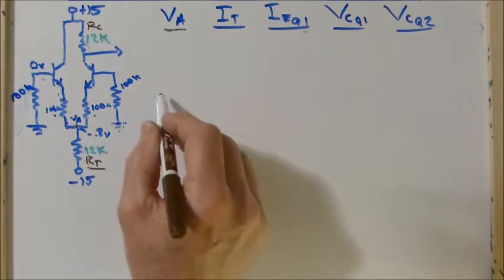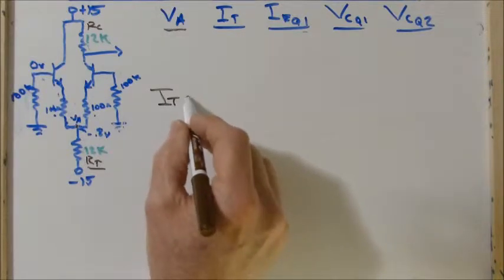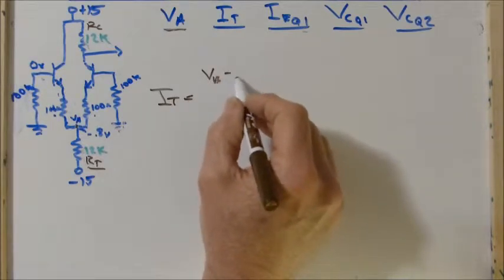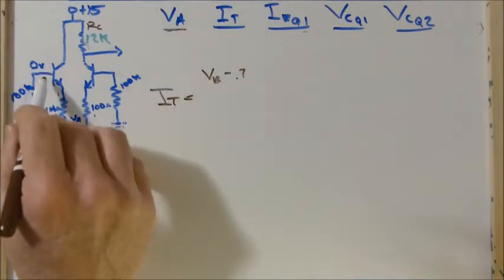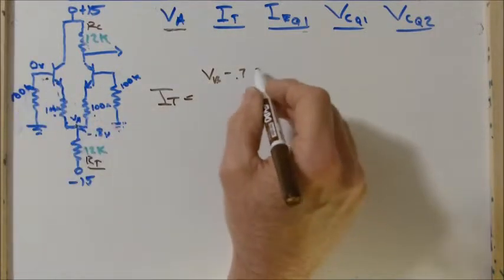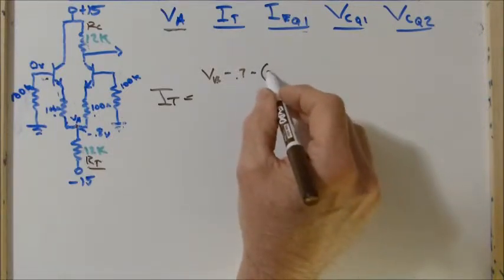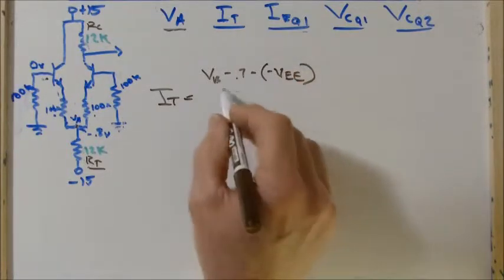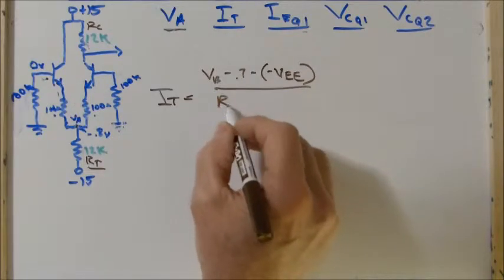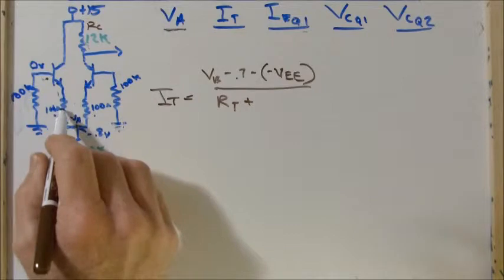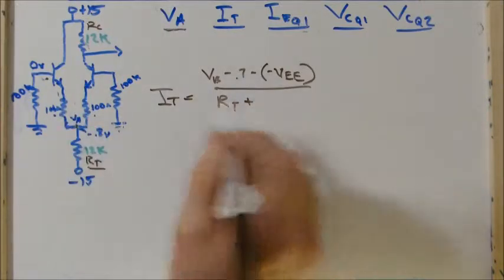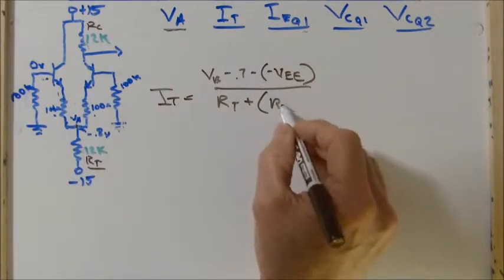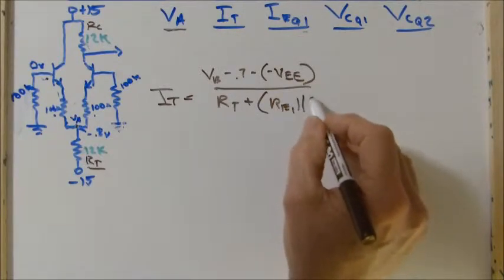And let's go ahead and calculate IT. So IT is going to be equal to the voltage of our base, which was 0 volts, minus the 0.7 drop across the base to emitter, and that's going to be subtracted from our negative VEE, and all of that is over RT plus RE1 and RE2 in parallel, because remember, it's shared between Q1 and Q2. So RE1 parallel to RE2.